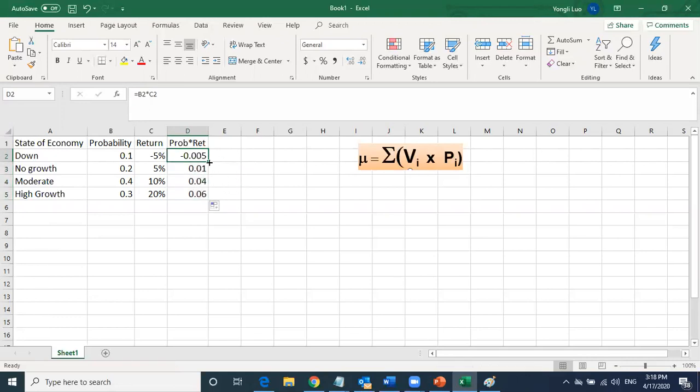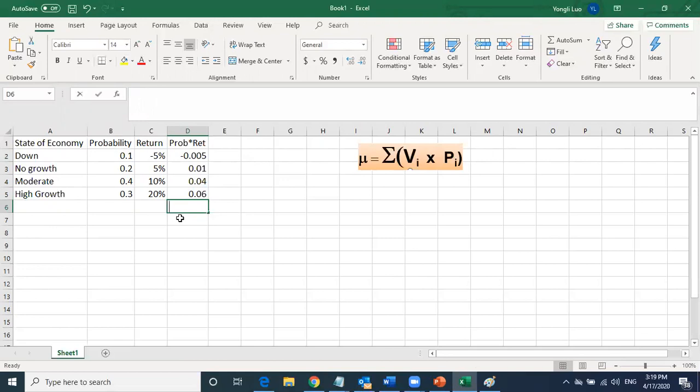The cursor has to be like a solid cross. You see, this one is not a solid cross, so you cannot move that one. It has to be a solid cross in that corner. Then you hold it and drag all the way down. They apply the same formula, and that's going to be your expected return.